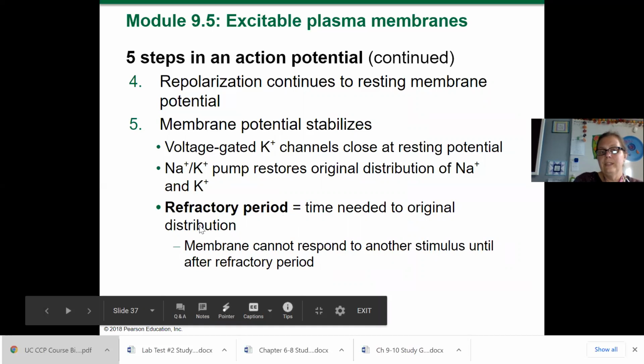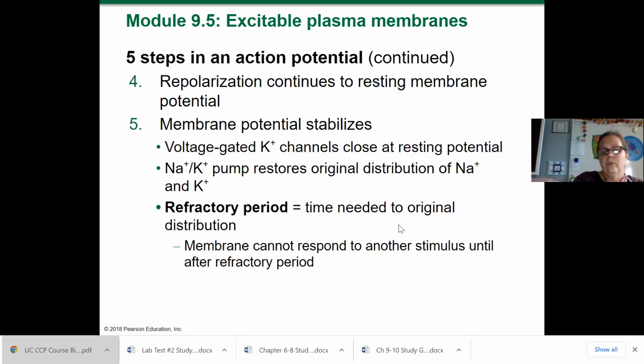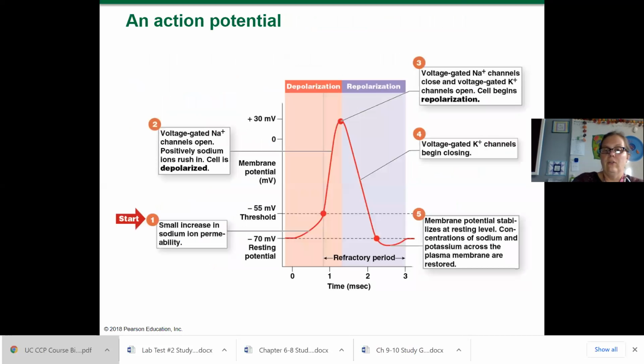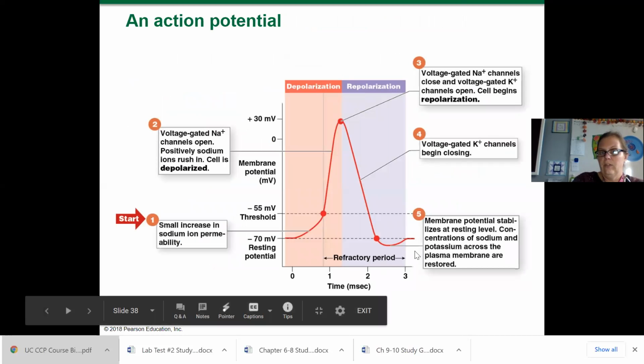The refractory period is the time needed to restore the original distribution. So it's the time needed before we can get another stimulus, open up the gates, and start another action potential. That is right here, and you can see the refractory period right here until we get back to that negative 70. So from that negative 55 to back to that negative 70.